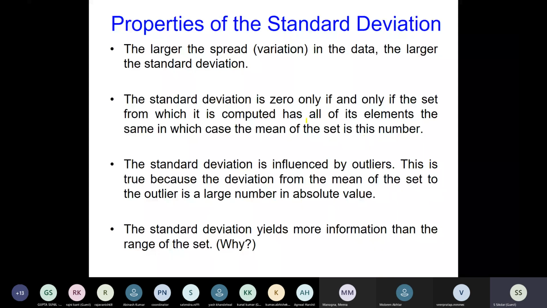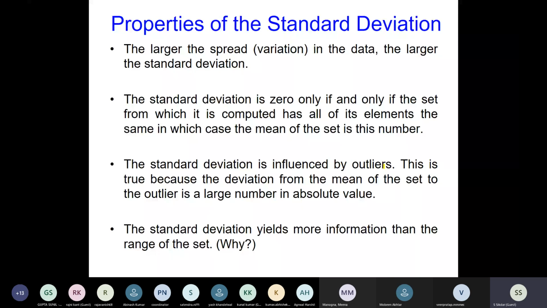And standard deviation is influenced by outliers because the mean value gets influenced by the outlier. So your x bar value is getting changed. Because of this, it may become very high or very low. So your xi minus x bar would be influenced, and your standard deviation value will be dragged either too high or too low. So you have to be very careful.